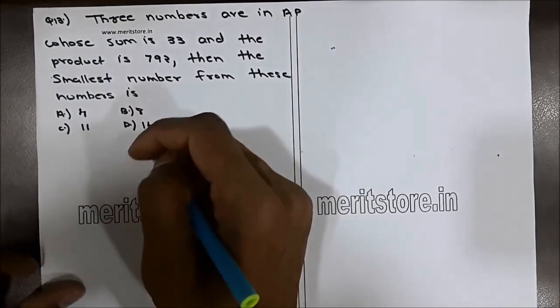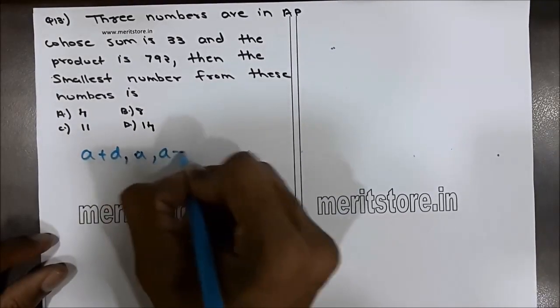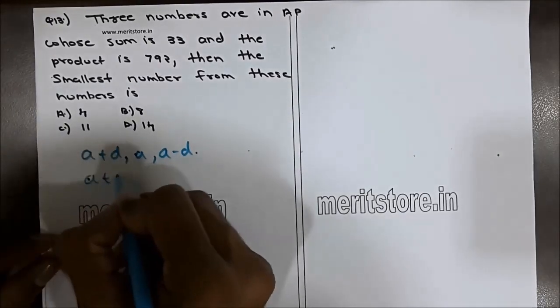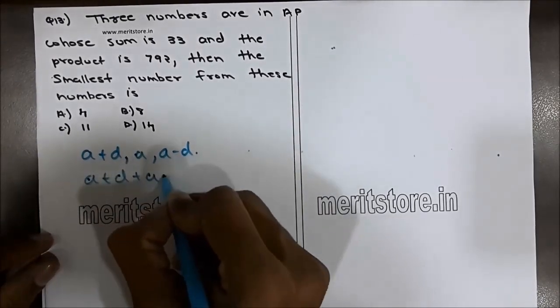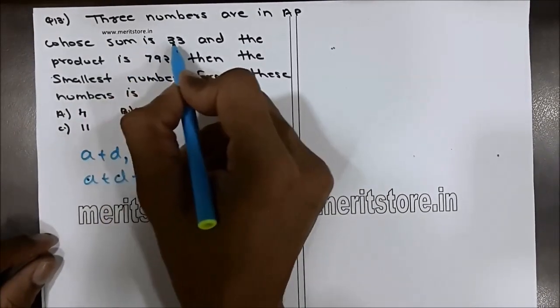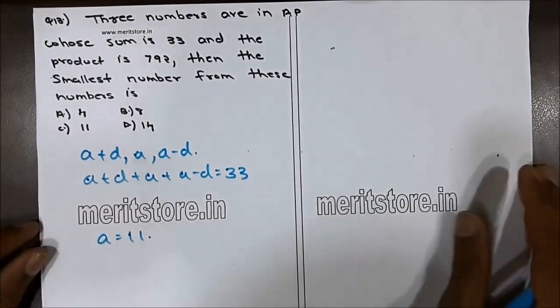Suppose that the three numbers are a plus d, a, and a minus d. Therefore, for the first condition, a plus d plus a plus a minus d is equal to 33. That is, the sum is equal to 33. Therefore, we get a is equal to 11.